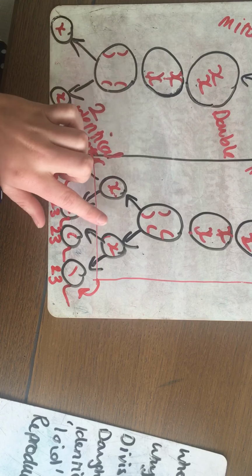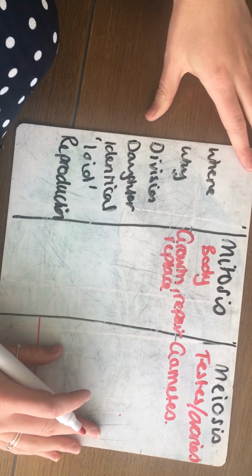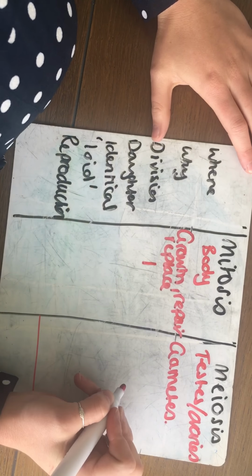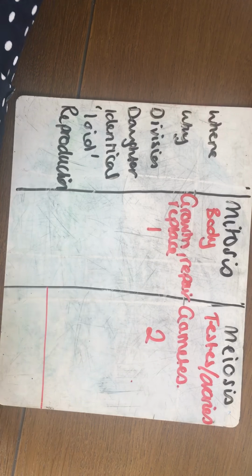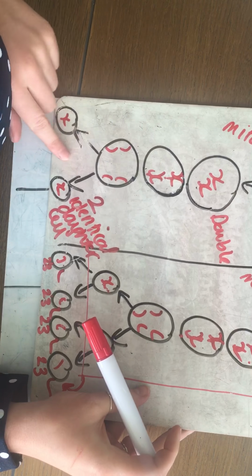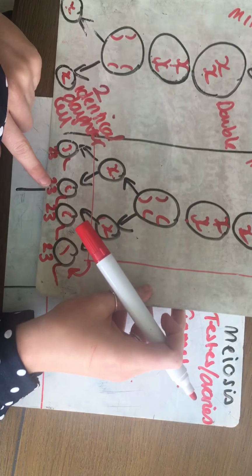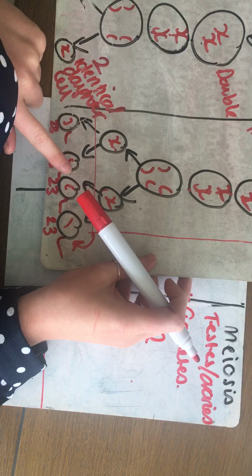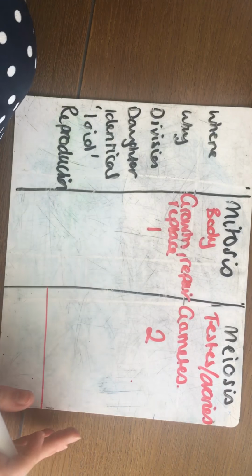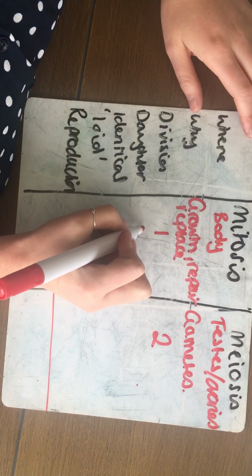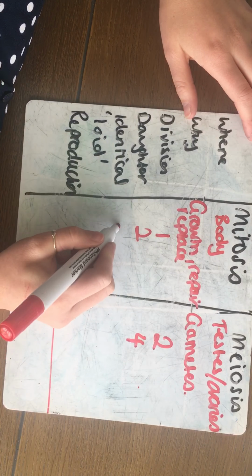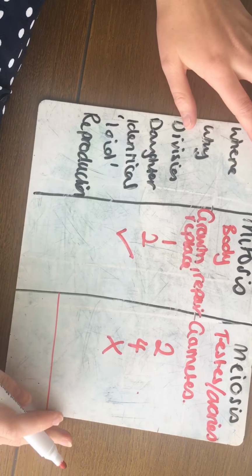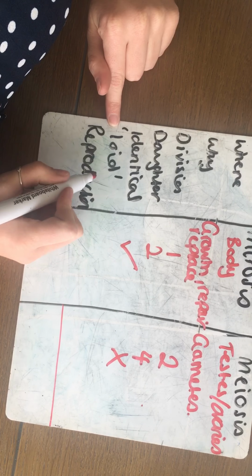Now, looking at the process that we've just looked at, mitosis only divides once. However, meiosis divides once and then will divide again. So mitosis has 1 division compared to meiosis, which has 2 divisions. Looking at the process again, mitosis has 2 identical daughter cells. Meiosis has 4 unidentical daughter cells. So 2 identical, 4 unidentical. Identical? Yes. No.